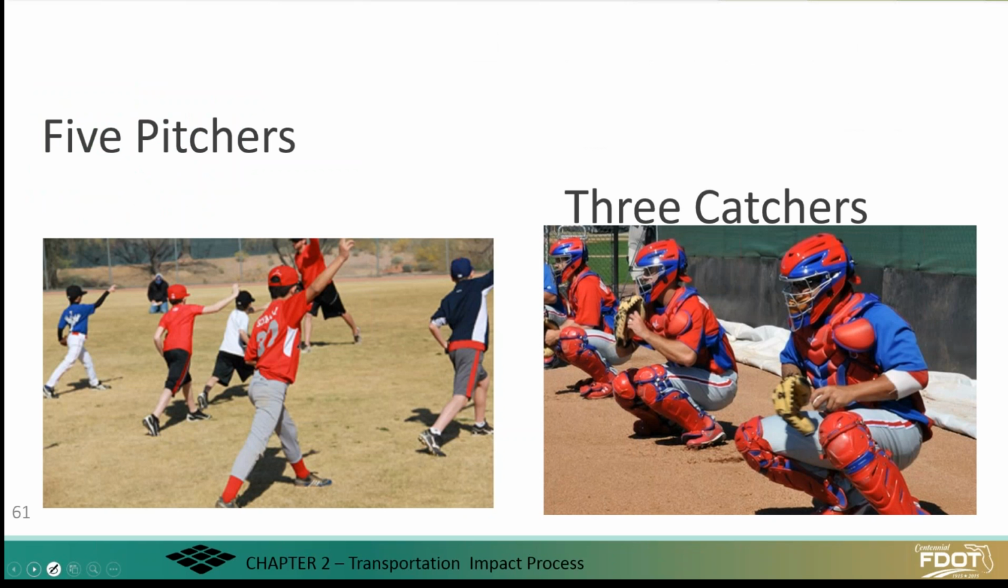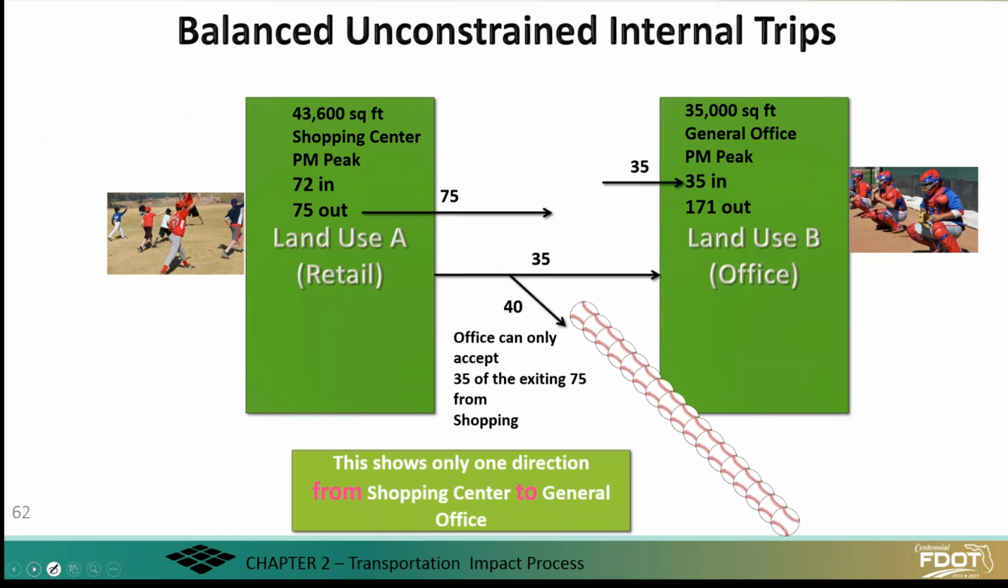And so I will use the example of 5 pitchers and 3 catchers. We have a shopping center here that, if you calculate it using the trip generation rate, has 72 trips coming in during the PM peak hour and 75 trips leaving during the PM peak hour. This is according to just the calculations. These are estimates.